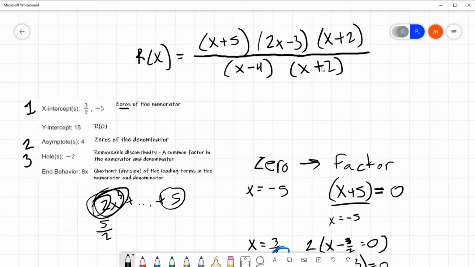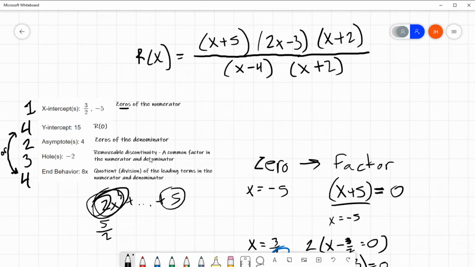The last thing that I'm going to do is look at my end behavior or my y-intercept. I could do either one of these next.